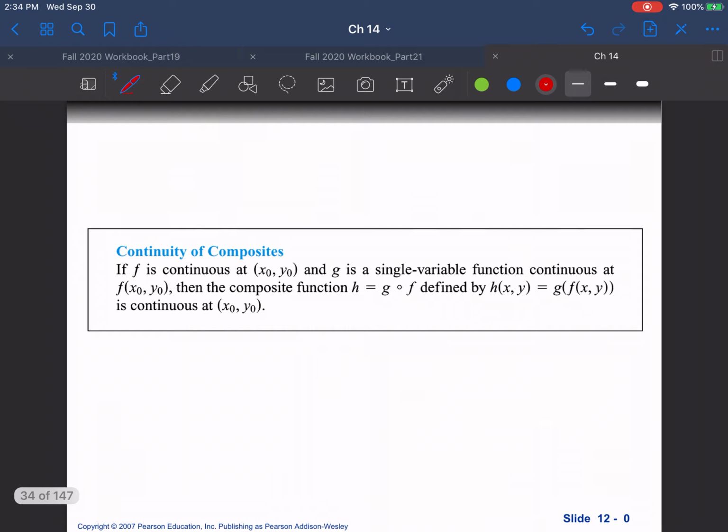All right, so here we've got continuity of composites. If f is continuous at x naught, y naught, and g is a single variable function continuous at f of x naught, y naught, then the composite function h equals g of f, defined by h of x, y equals g of f of x, y, is continuous at x naught, y naught. So if f is continuous at x naught, y naught, then the composite is going to be continuous at that point as well.